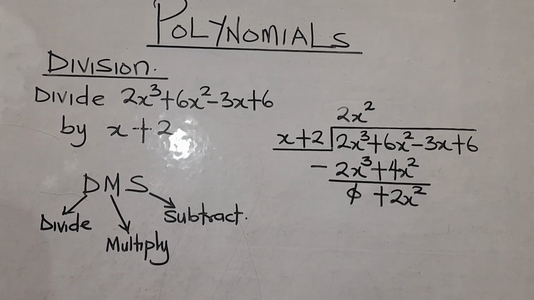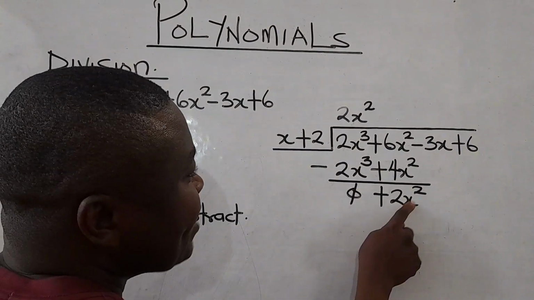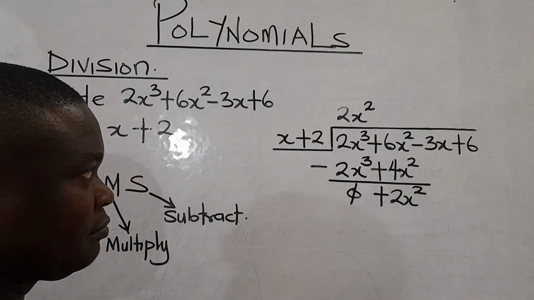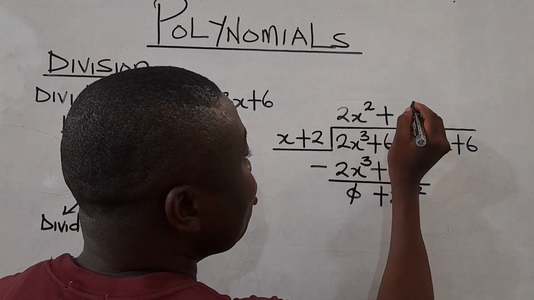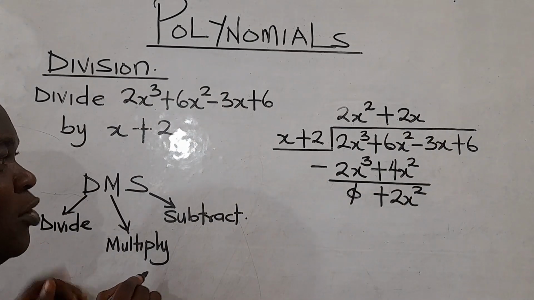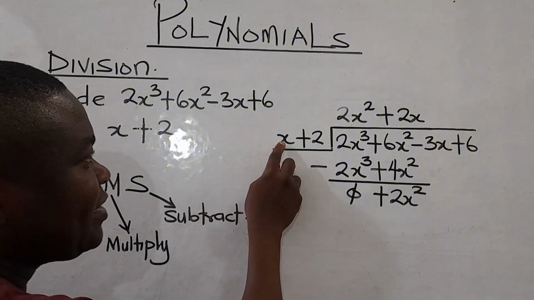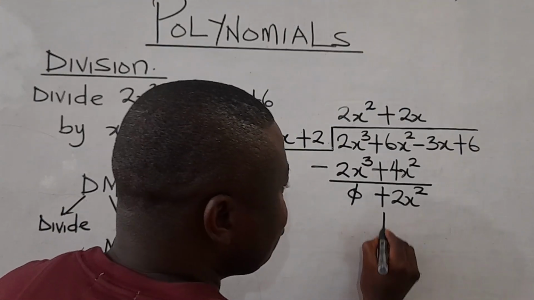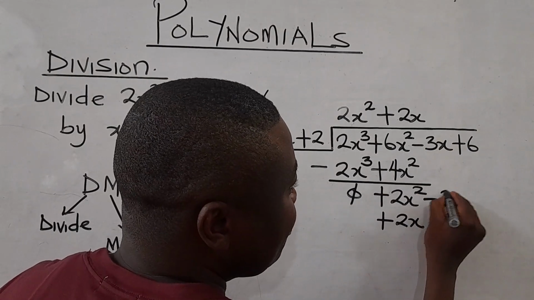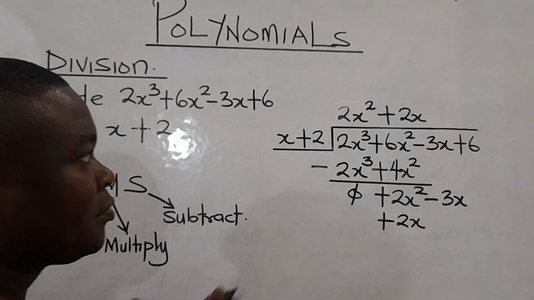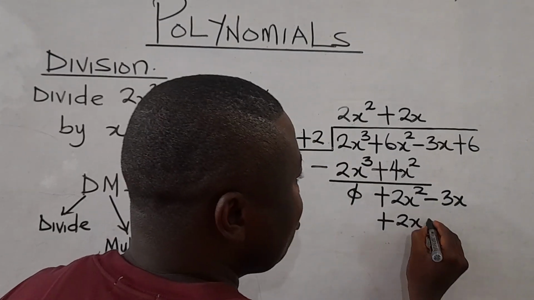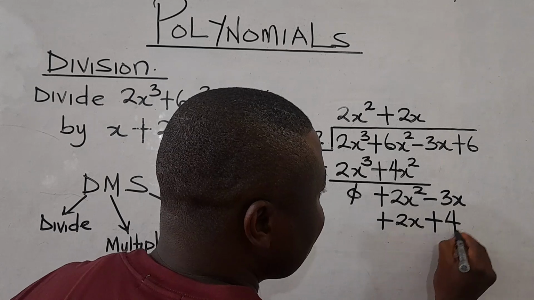Second stage now. 2x squared divided by x is 2x plus 2x. We have divided. Now we are multiplying. x times 2x, you have plus 2x squared. Remember, sorry, this one comes down. 2 times 2x is plus 4x.